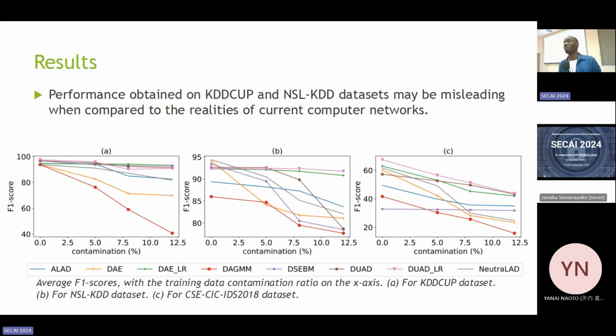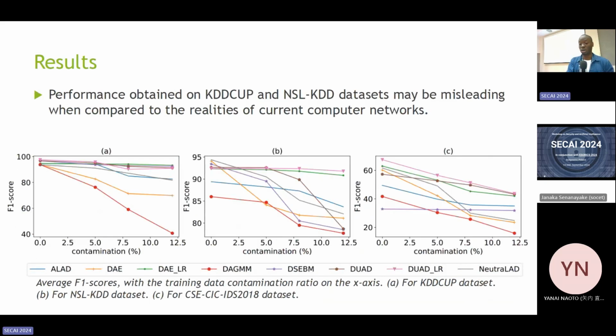But for our proposed trick of having a constrained training of the deep autoencoder, those models, which are DAE-LR here and DUAD-LR here, are still performing top out of all the models. So it shows that adding that constraint helps a lot when the training set is contaminated.